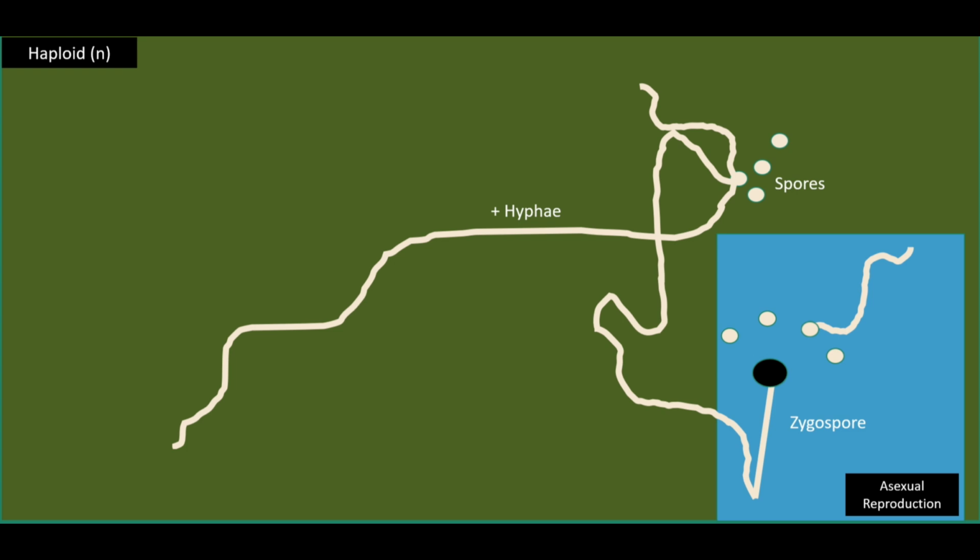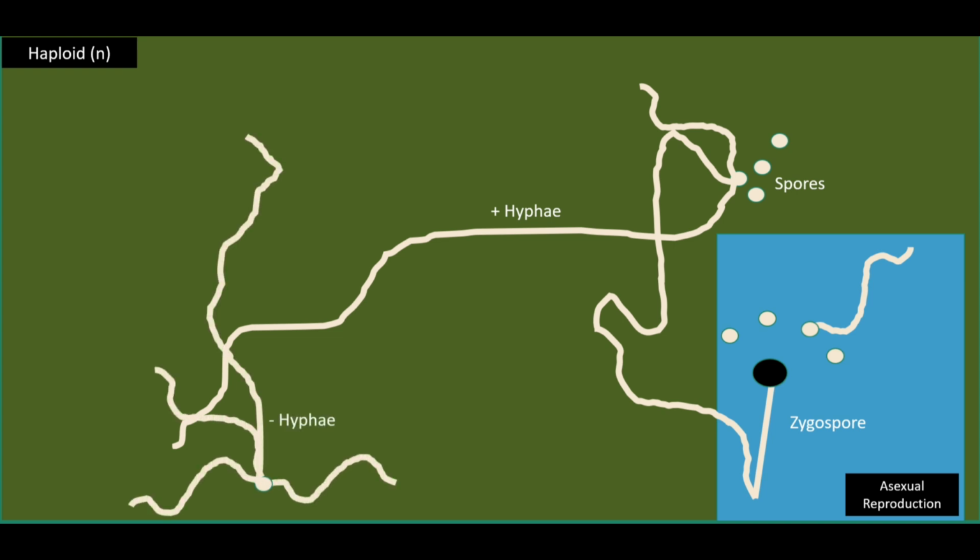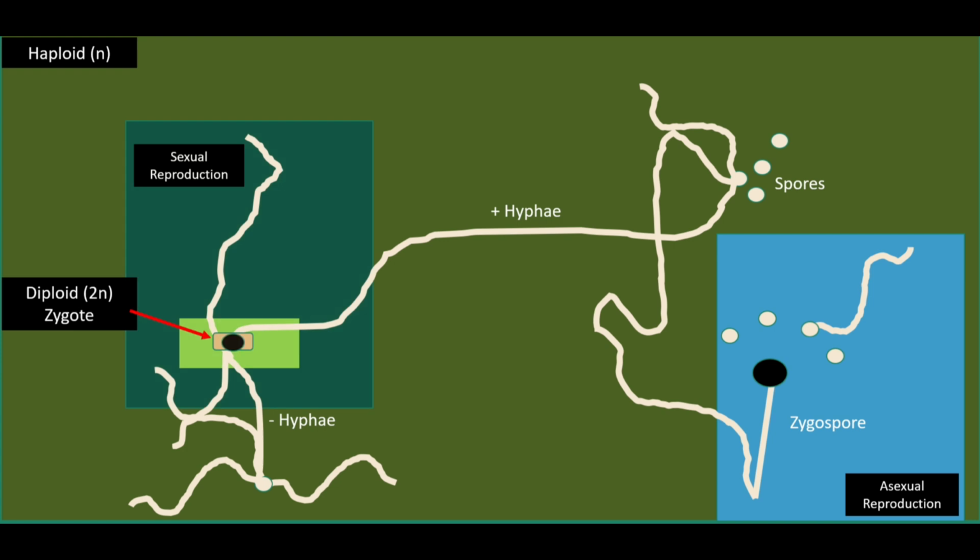Sexual reproduction occurs by a positive and negative hyphae cross-linking together, and this forms a zygospore, which forms a diploid zygote. The only time a fungus is diploid is at the zygote stage, because immediately the zygote undergoes meiosis to become 4 spores, and the cycle begins anew.